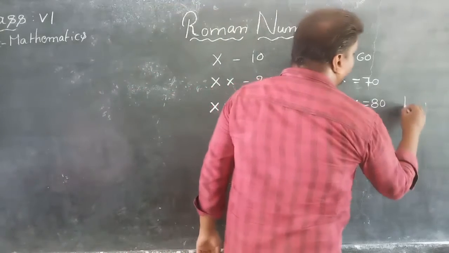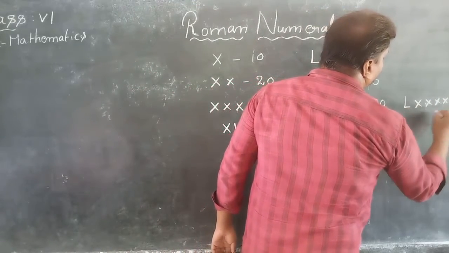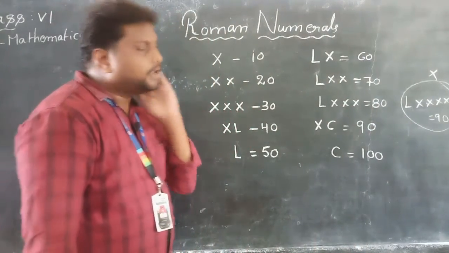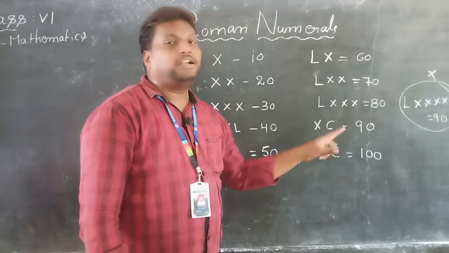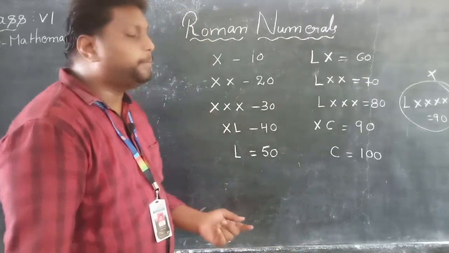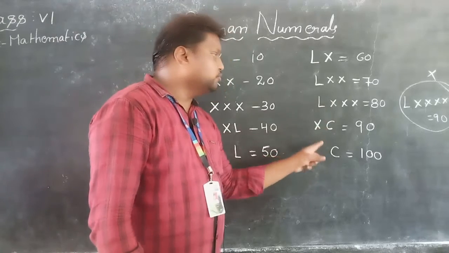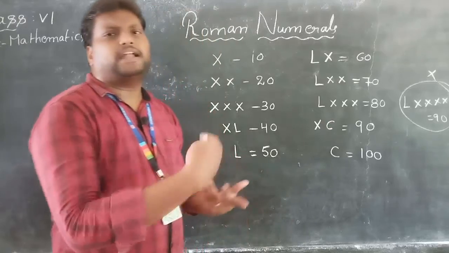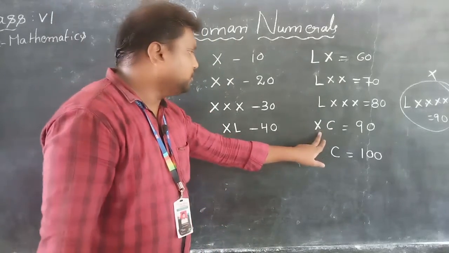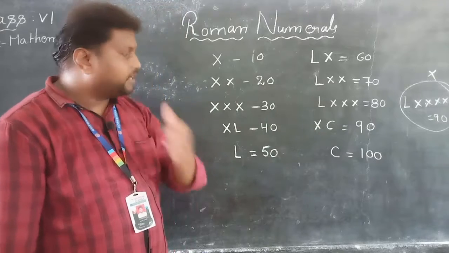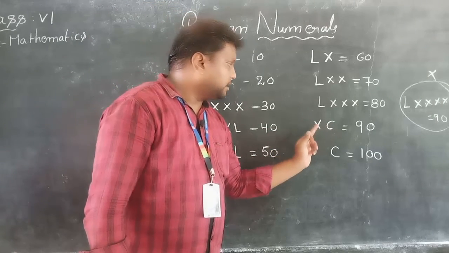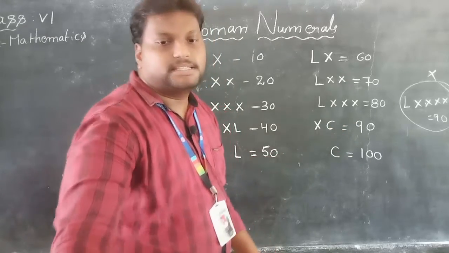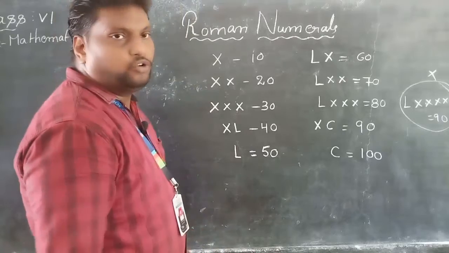But don't write 90 like that. This is wrong. Why? Because any Roman numeral symbol will not repeat more than 3 times. That's why we have to use C, which means 100. Then for 90, 100 with 10 before it, we have to take XC. X means 10, and 10 is subtracted from 100. That's why 90. Then C is equal to 100. These are the Roman numerals from 10 to 100.